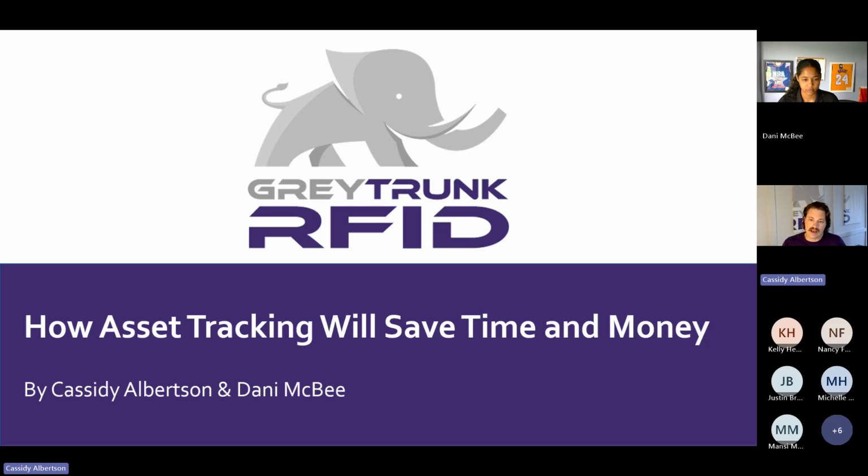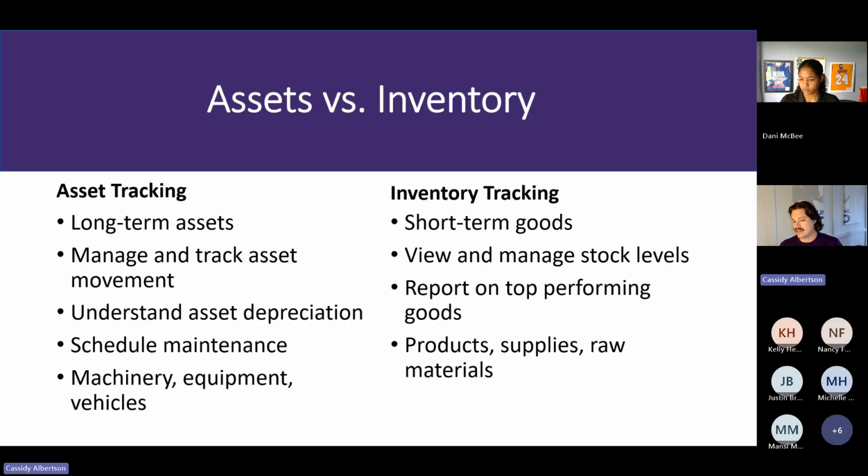What I want to talk a little bit about is how asset tracking will actually save you time and money, because that's what we're really here to do: create that ROI for your business around tracking your assets. One thing I want to get right from the jump is the difference between asset tracking and inventory tracking. Asset tracking refers more to long-term assets that stay around in your business for 2 or 3 years. The pieces of a business that you really want to see how they move throughout the business, maybe what it costs, all those things.